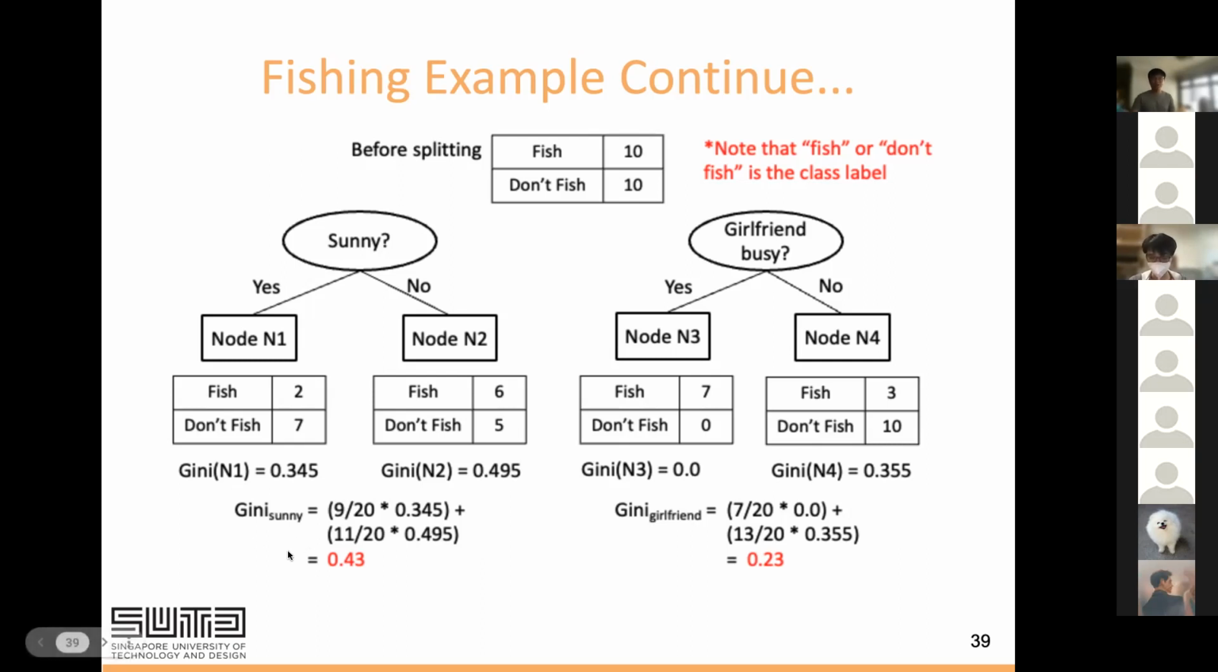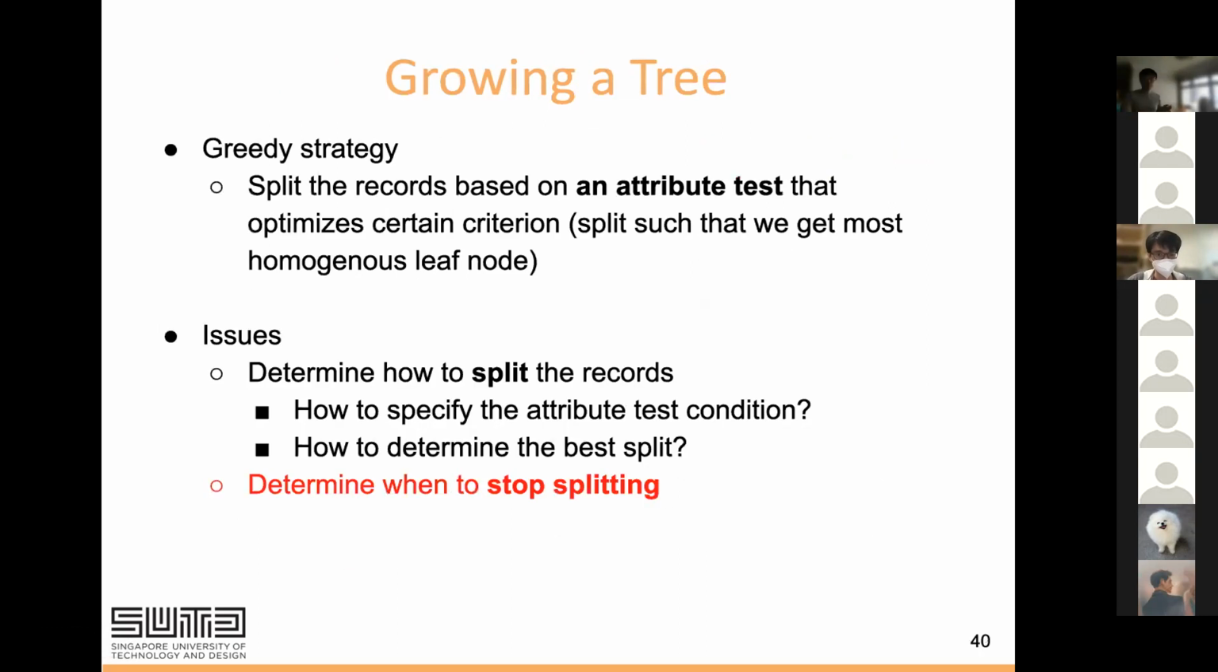So we always go for, after making that decision, the lowest resulting Gini, 0.23 in this case. Okay, so that's all about how to determine the best fit.